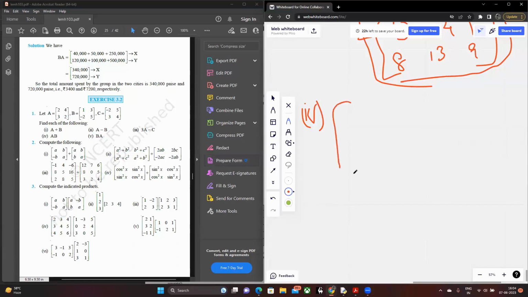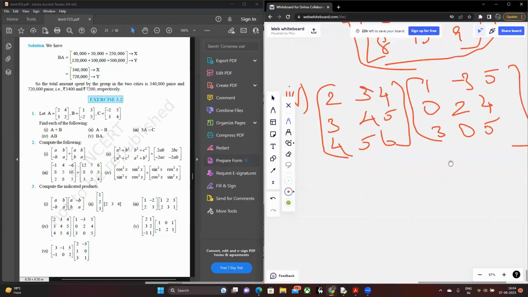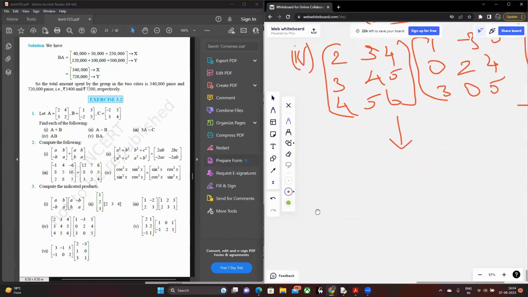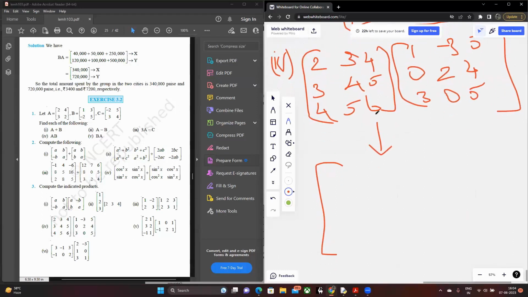So we have two matrices, that is 2, 3, 4; 3, 4, 5; and 4, 5, 6, into 1, minus 3, 5; 0, 2, 4; 3, 0, 5. Your multiplicative answer is going to be a 3 cross 3 matrix. I'm going to write the whole calculation, so don't worry. This will be 2 minus 9 plus 20. Wait, I'm sorry.